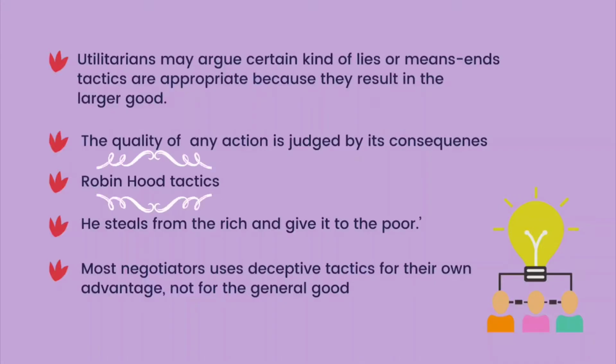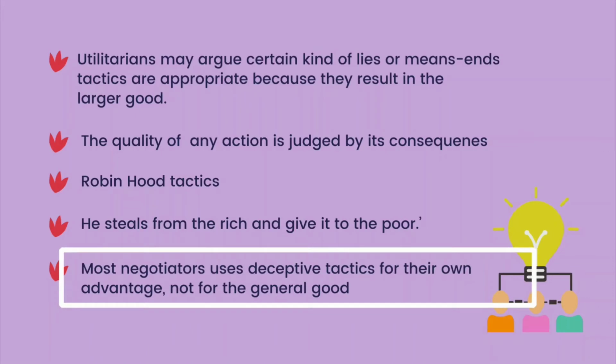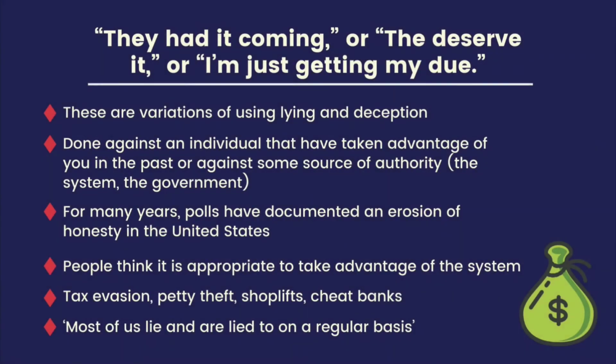Robin Hood stole from the rich and gave to the poor. On a side note, guys, most negotiators use deceptive tactics for their own advantage, not for the general good. Example number 5: "They had it coming. They deserve it. I'm just getting my due." These are variations of using lying and deception.